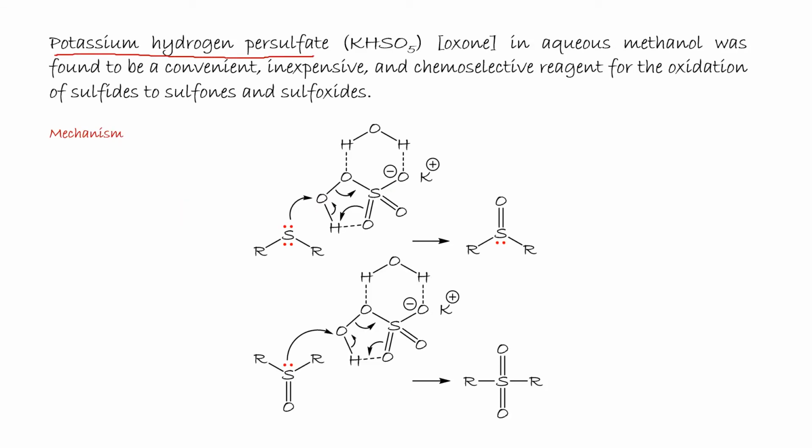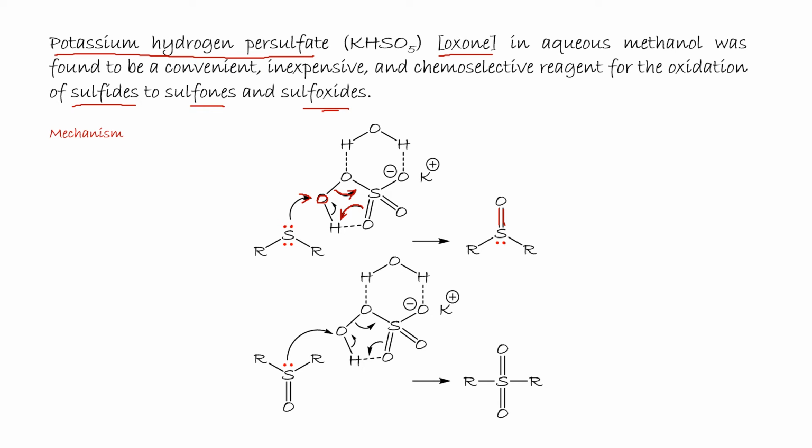Potassium hydrogen persulfate, common name Oxone, in aqueous methanol was found to be a convenient, inexpensive, and chemoselective reagent for the oxidation of sulfides to sulfone and sulfoxide. The lone pair of sulfur can attack the O atom of the Oxone, and these two electrons will move to form oxygen double bond sulfur, and this hydrogen will transfer, and the oxygen bond is established by forming a double bond oxygen.